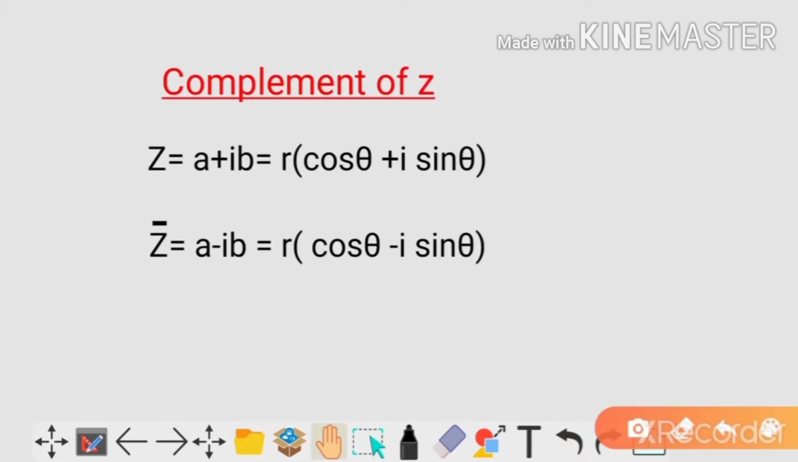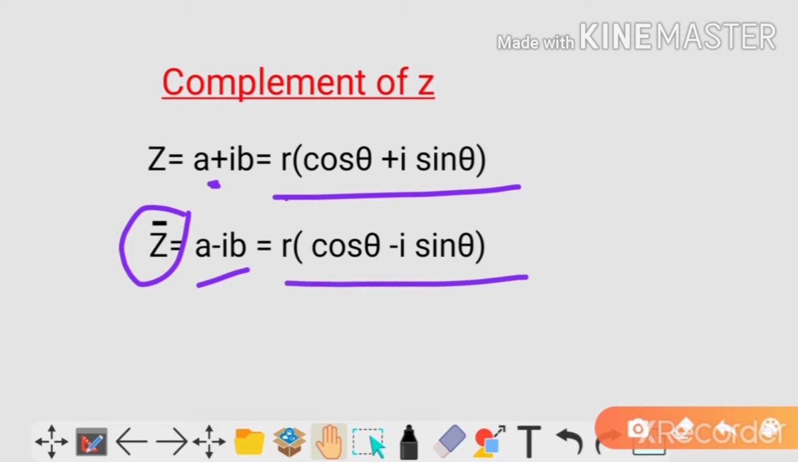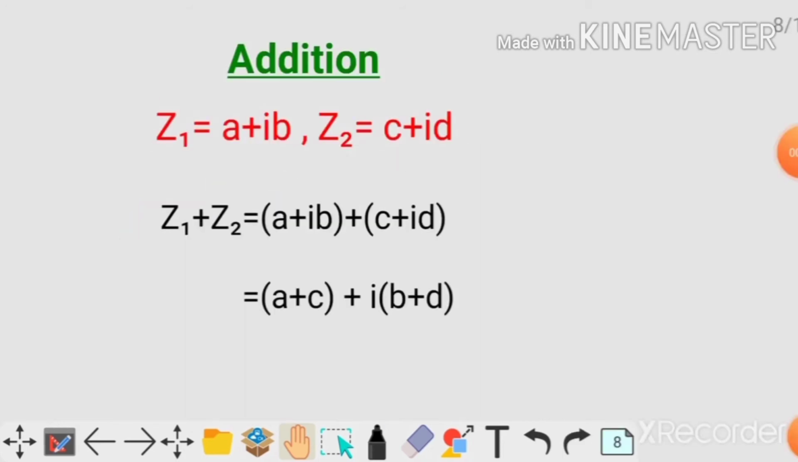So now the next is complement of Z. Complement of Z is nothing but we just have to change the middle sign of this. If Z equals a plus ib, its complement is denoted by Z bar and it will be a minus ib. Similarly, r into cos theta plus i sin theta will be written as r cos theta minus i sin theta.